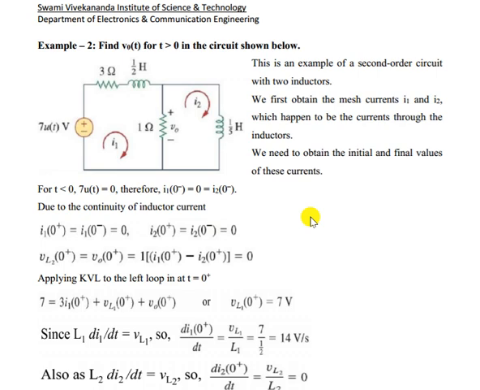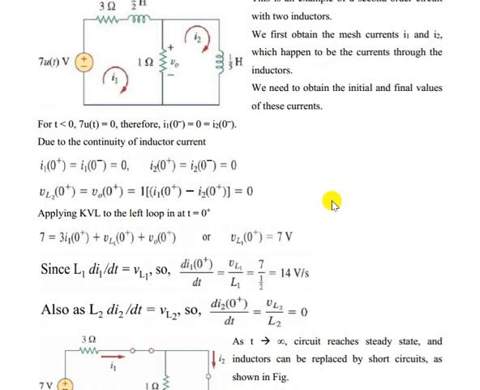This is another example. Let me just show you. In this case, we can see that this is a circuit having a voltage of 7u(t). This is a second order circuit because, though we have RL, we have two inductors. Now let us see what will happen here.